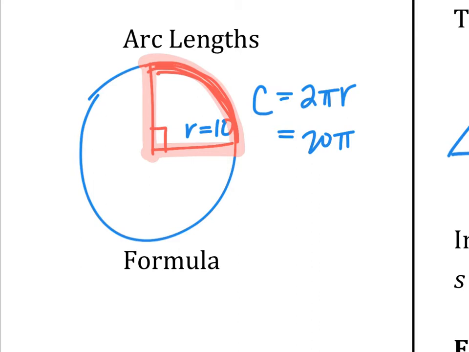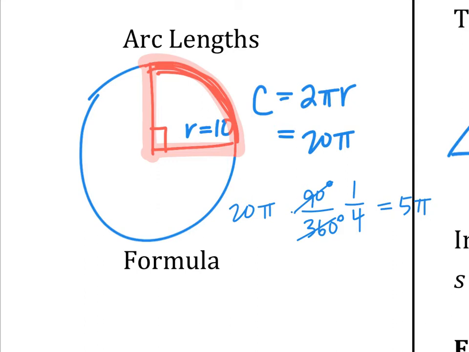Well, it's very simple math of proportions, right? Your whole circumference is 20 pi. You want this 90 degrees part. The 90 degrees is 90 degrees out of the whole circle. The whole circle is how many degrees? 360. So you just want 90 out of 360, right? So 90 out of 360 is 1/4. You can also see that's 1/4 of the circle. So this is going to be 5 pi.